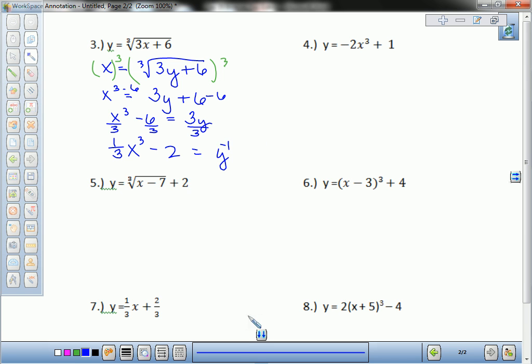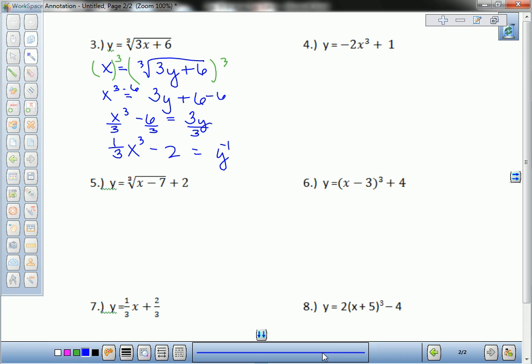Yes, ma'am? Is it going to get harder than this? Not really. I mean, we add a new function Monday, but it's the same 3 steps. Oh, okay. Yes, ma'am? Instead of doing like individually by 3, could I just put it all over 3? You certainly can. Yeah, you sure could.